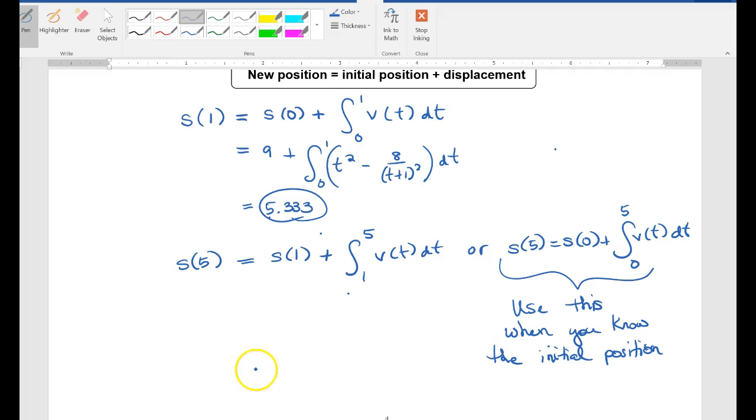What do we get for this? 44. 44? Exactly? Nice. I know they don't usually come out so nice. All right, is that clear? Does everybody understand that?